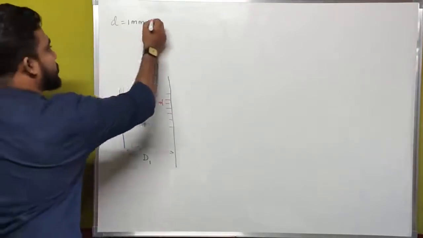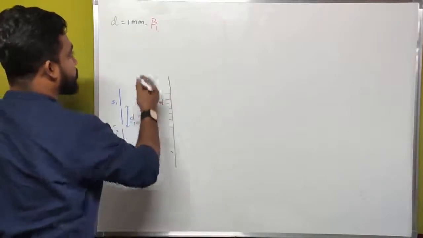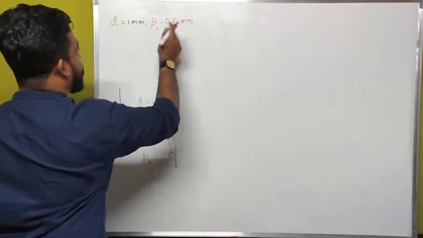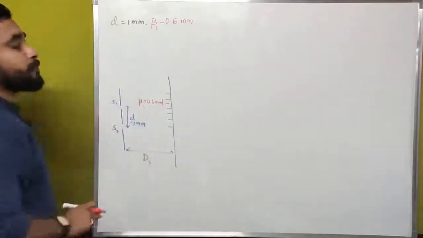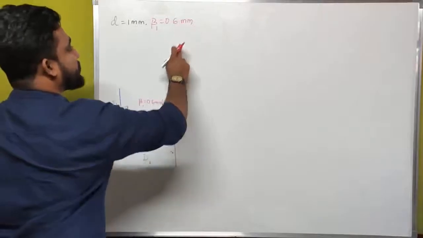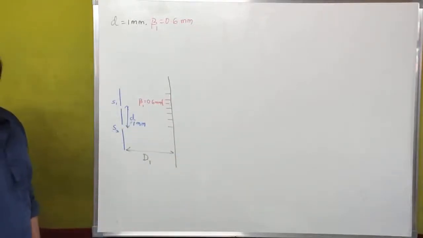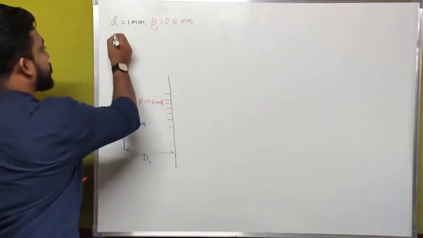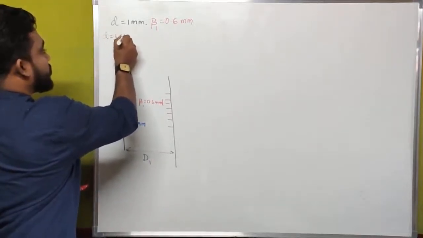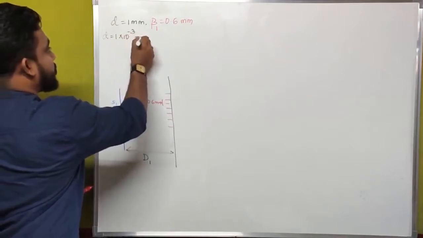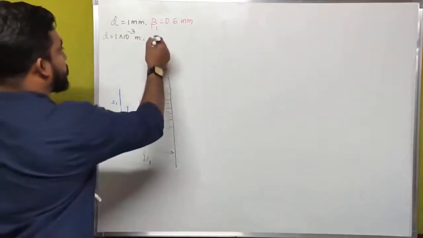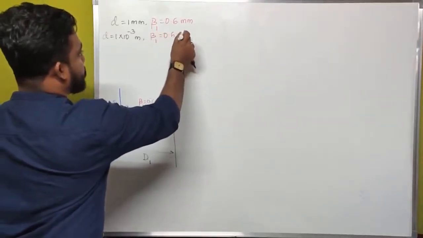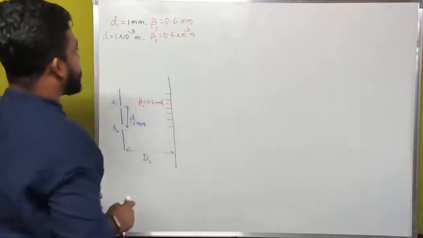Then what is beta 1? That is the fringe width. Beta 1 is equal to 0.6 millimeter. We can write d as 1 into 10 to the power of minus 3 meter, and beta 1 as 0.6 into 10 to the power of minus 3 meter. We have to write it like that only. That is, d is equal to 1 into 10 to the power of minus 3 meter, and beta 1 is equal to 0.6 into 10 to the power of minus 3 meter.